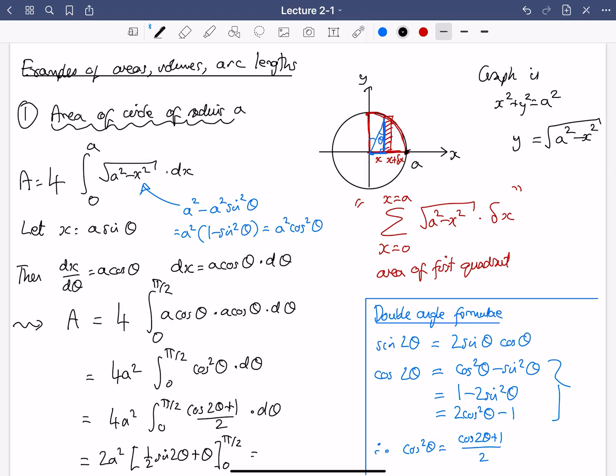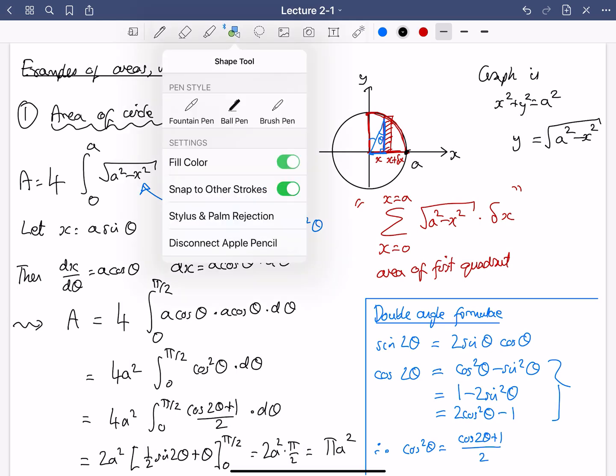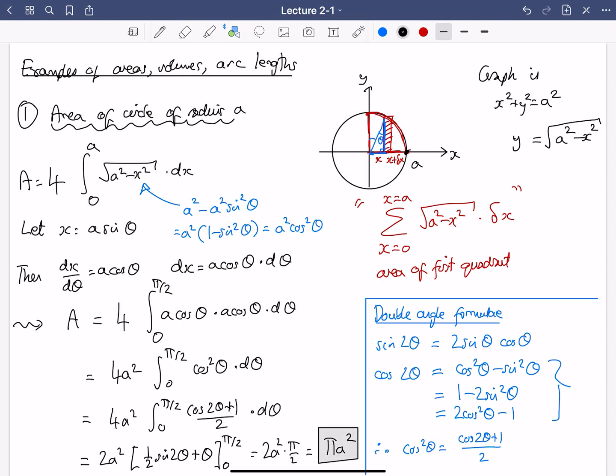And when I plug in 0 everywhere, I get 0. When I plug in pi by 2 into the sine, I get sine of pi, which is 0. So the only place I get something non-zero is when I plug the pi by 2 into the theta. So that all evaluates to pi by 2, which is just pi a squared, which you of course know perfectly well is the formula for the area of the circle of radius a. Okay, but that's a nice example. It reminds you of a bunch of trig identities which we needed to use there.